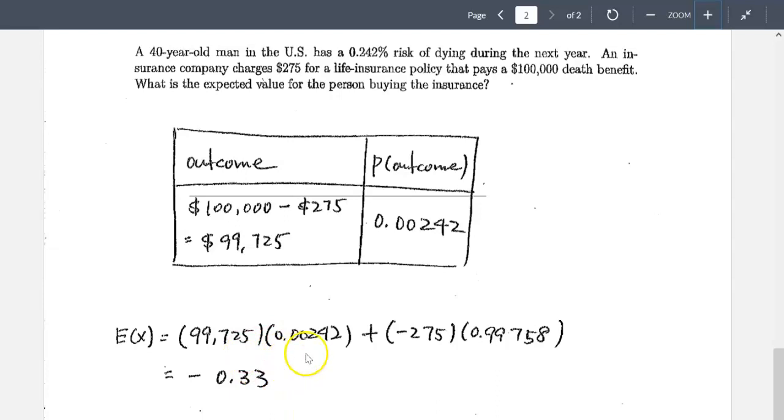Well, yeah, it's insurance, right? So you expect to lose. You're hoping to never use it. Again, the expected value is actually negative.